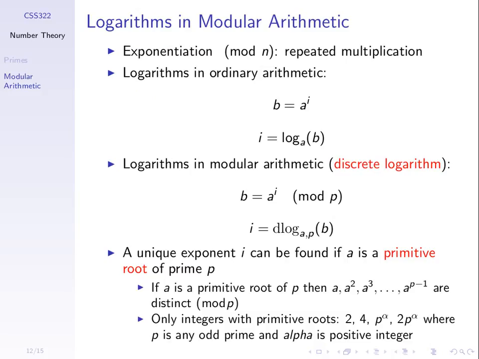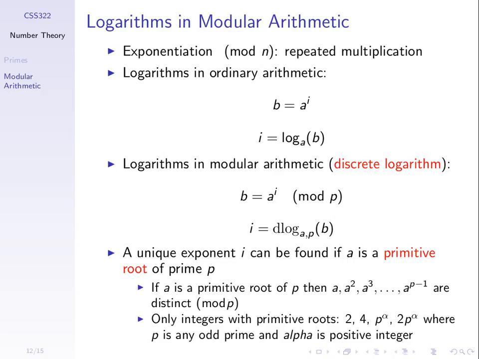So we've gone through the operations of addition, subtraction, multiplication and division, and we said that division is multiply by the multiplicative inverse. And the multiplicative inverse doesn't exist for all numbers, only under certain conditions. So we can't divide by anything in modular arithmetic. We will not get an answer.